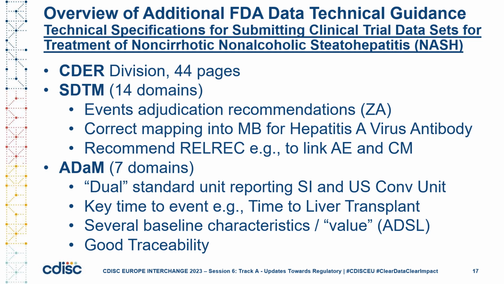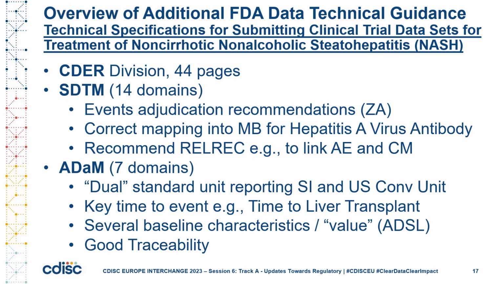Interesting again to note that some of this guidance correctly clarifies that certain things should be mapped in a specific domain, and not, for example, for hepatitis B virus, we should not map it in LB. This is a mistake people are still often making. And also the use of RELREC, and this is the same for another guidance, is the recommended way of linking records from different domains, like adverse events and concomitant medication.